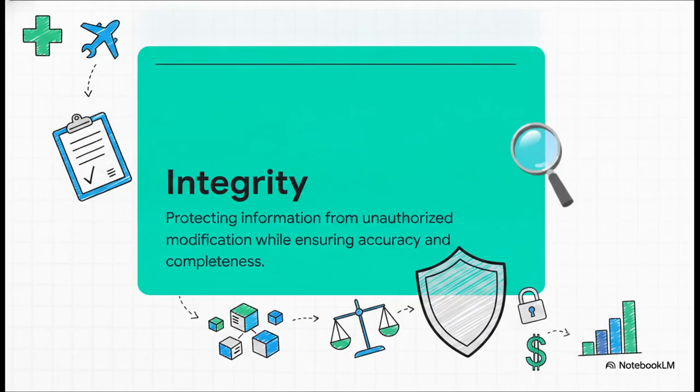Now, what's really interesting about this is that just keeping a secret isn't enough. We have to move to the I in our triad, integrity. Integrity means protecting information from unauthorized modification while ensuring its absolute accuracy and completeness. Think about it. Data is completely useless to an organization if we can't actually trust its accuracy when we're making decisions. Whether we're looking at a medical diagnosis, an aviation maintenance log, or a massive corporate financial report, if that data has been altered without authorization, the real-world consequences can be absolutely catastrophic.